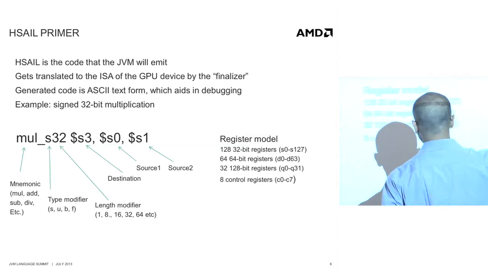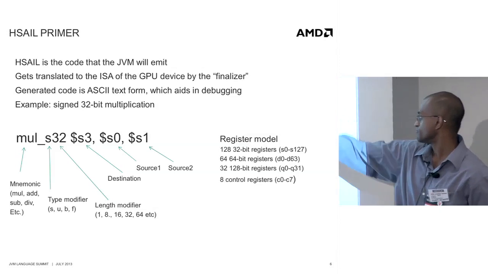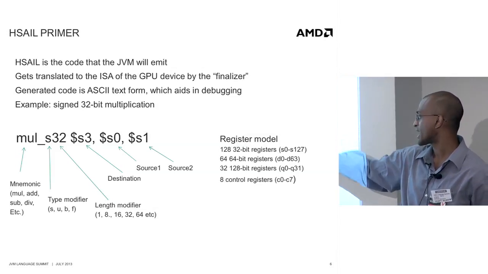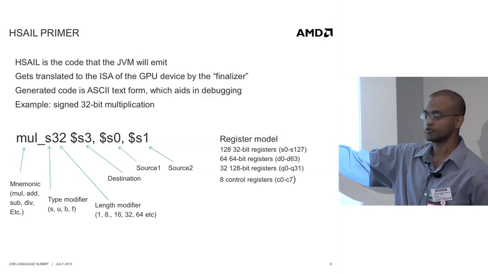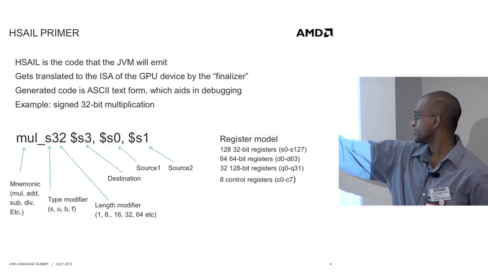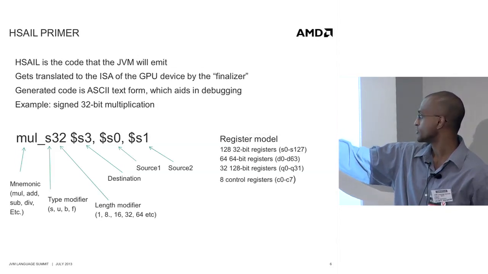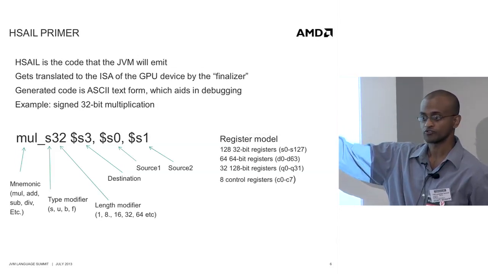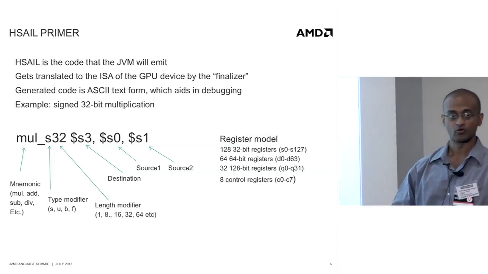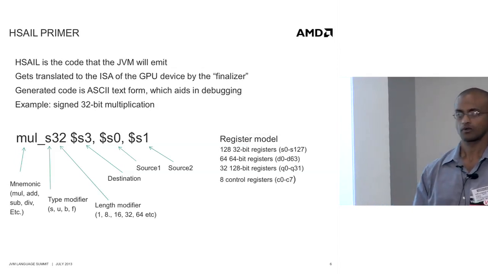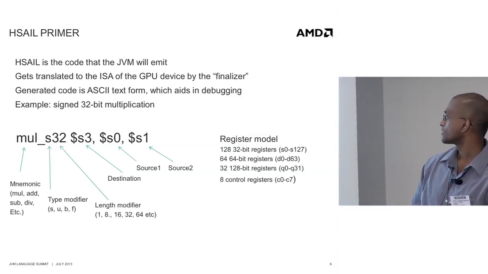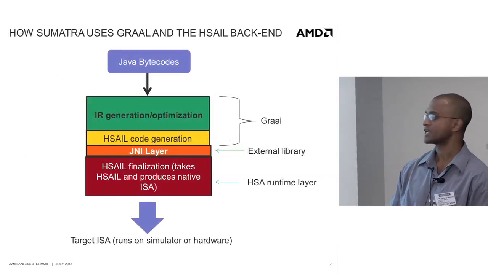And this is just a brief legend. There are different registers in the register model. We have 8 control registers, known as C registers, 32 128-bit registers, known as Q registers, 64 64-bit registers, the D registers, and then 128 32-bit registers. These are all S registers. You can read more about that in the HSA spec. Are the registers separate, or do they alias two singles onto a double and two doubles onto a quad? These are separate. Okay, so that's a little primer on HSAIL.